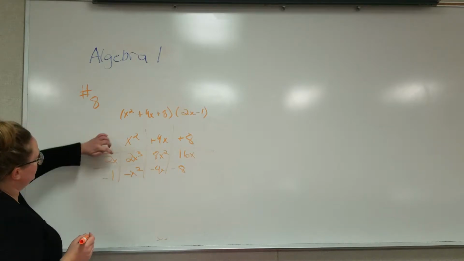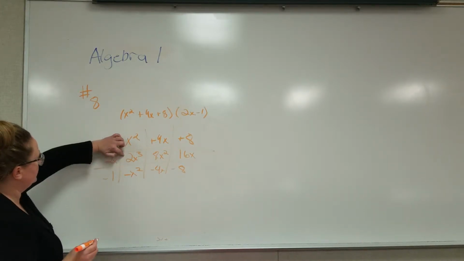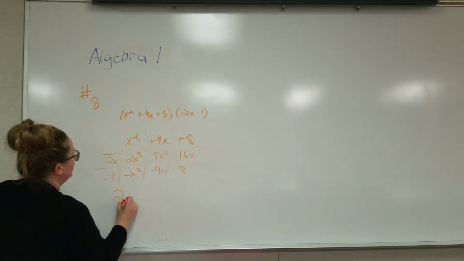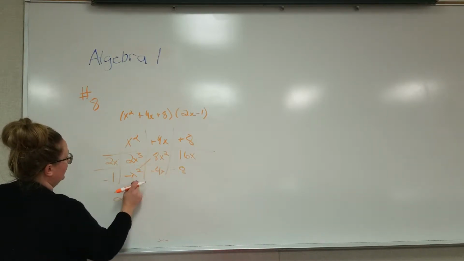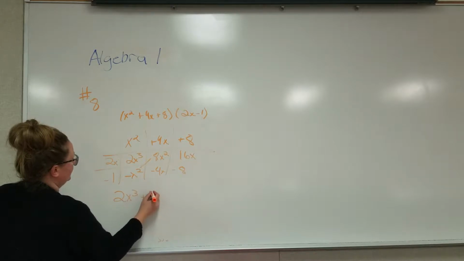Now when you start this, this is going to be your first answer right here, 2x cubed, then these two should combine. 8x squared minus x squared. So 8 minus 1 is 7x squared.